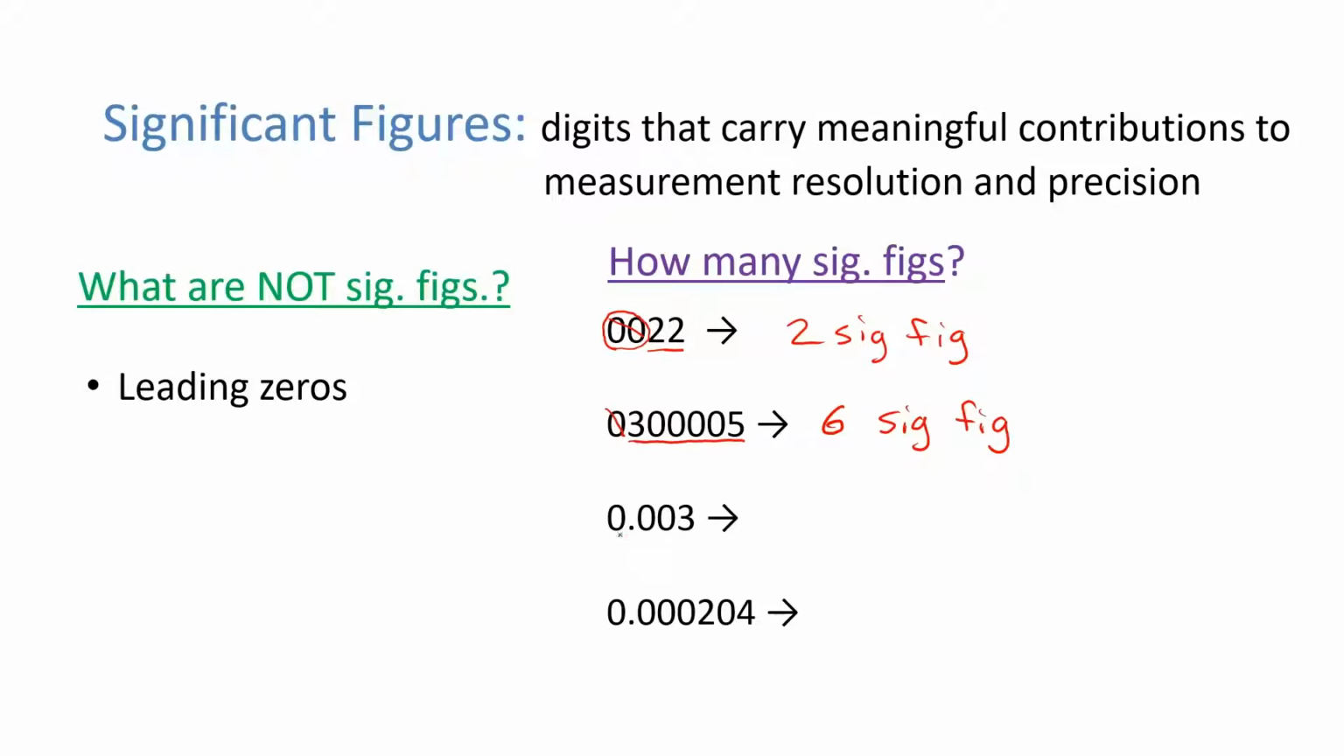Okay, in the third example, the inclusion of a decimal point can affect significant figures, but the rule is still the same if the zeros are all to the left of the first non-zero value. So in this case, that would be our non-zero value. So these would all be considered not significant. So this would only have one sig fig.